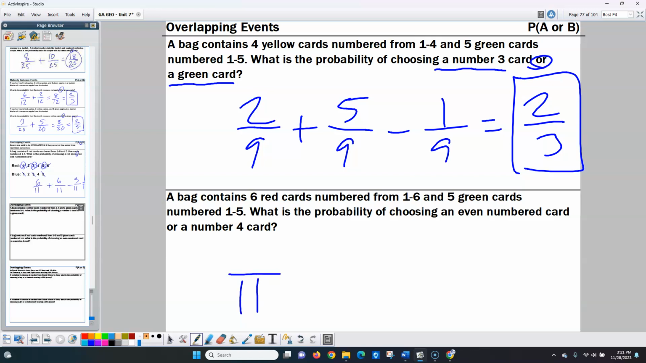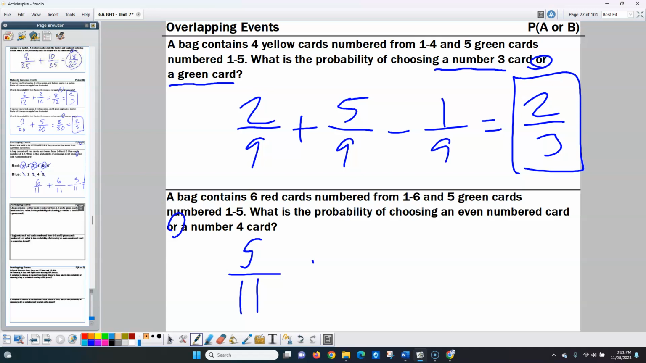And then an even number. All right, so think about the 6 and then the 5, even number. So I got 2, 4, and 6. And then green cards, I got 2 and 4. So that would be 5 total even numbered cards.